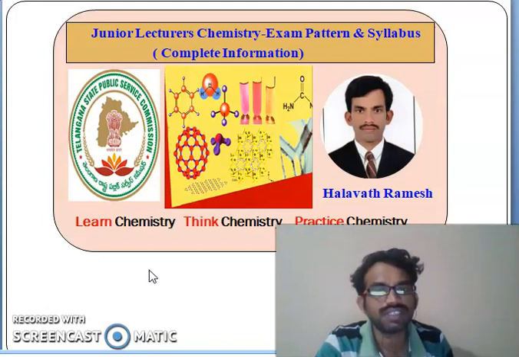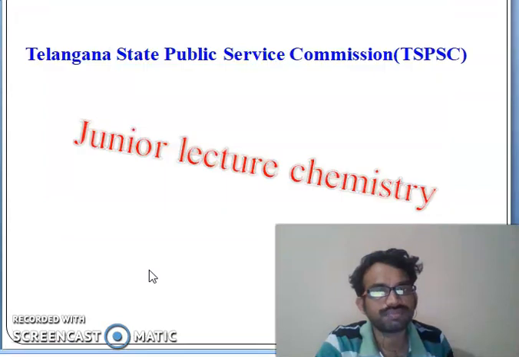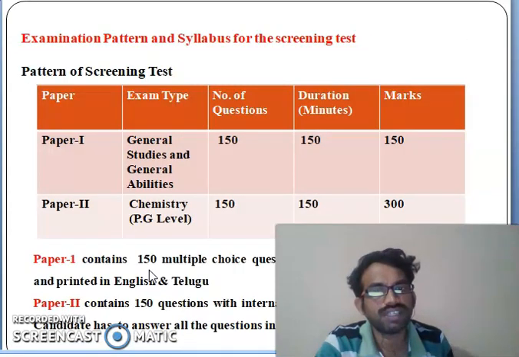You can see the first slide, the junior college lecturer chemistry exam pattern and syllabus. The first one: Telangana State Public Service Commission TSPSC released the junior college lecturer chemistry syllabus. We will see the first one, exam pattern. You can see the exam pattern and syllabus for the screening test.